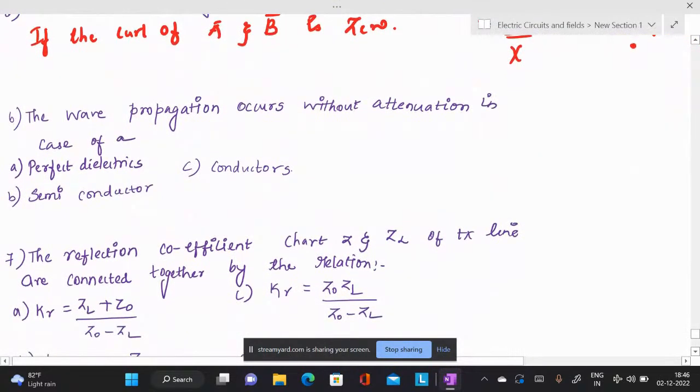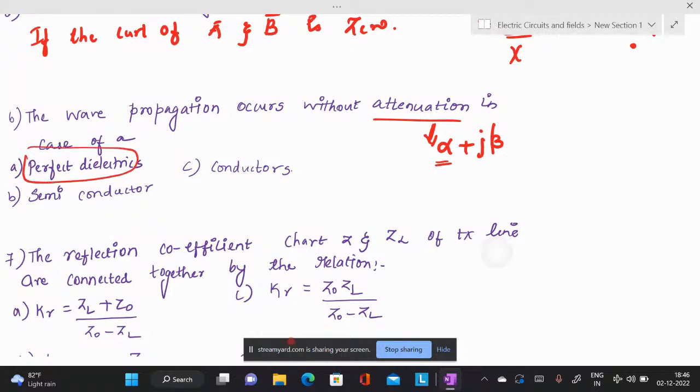The wave propagation occurs without attenuation in case of dielectrics, that is perfectly dielectric conductor or semiconductor. When a wave propagation occurs without attenuation constant, where attenuation constant is represented by alpha by j beta, alpha அங்கிறது attenuation constant. So if a medium is a perfectly dielectric, then the attenuation will be 0, where beta is a phase constant.